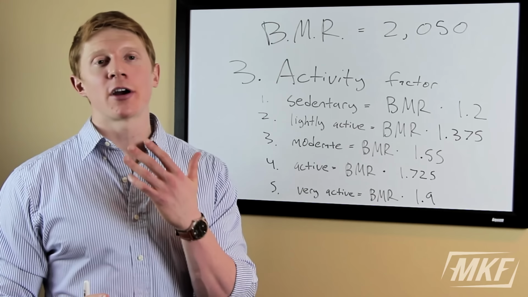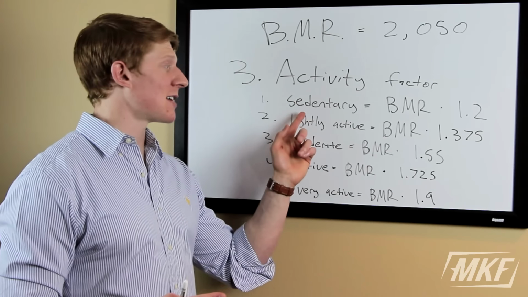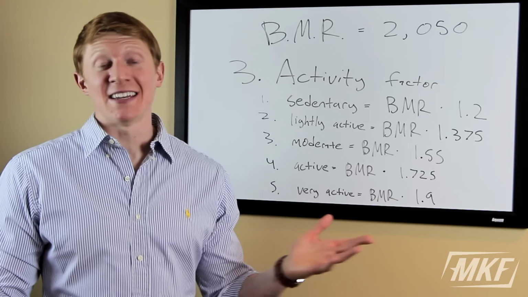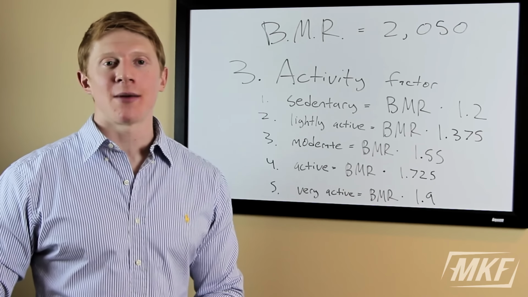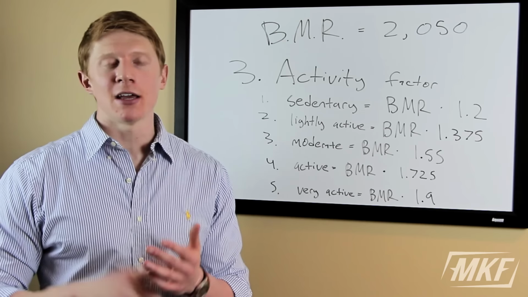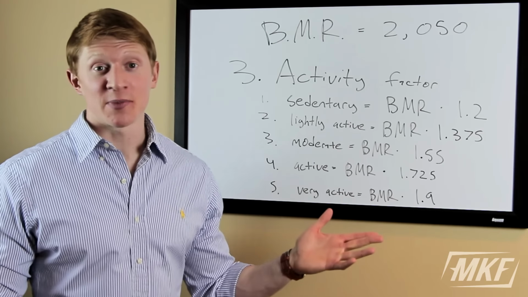So for this example, there are 5 different activity factors. Number 1 is sedentary. And this is basically nothing. You sit on your computer all day, you don't have a job that is really physically demanding, and you don't really work out at all. So if that's you, remember that. You're sedentary. You should probably change that.